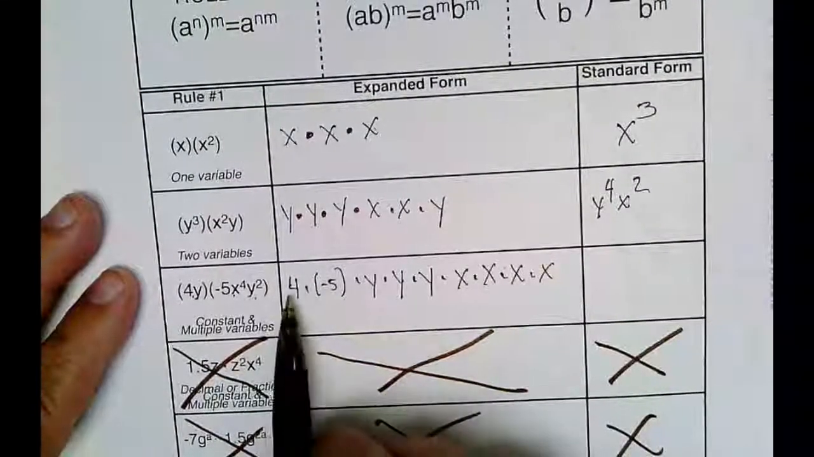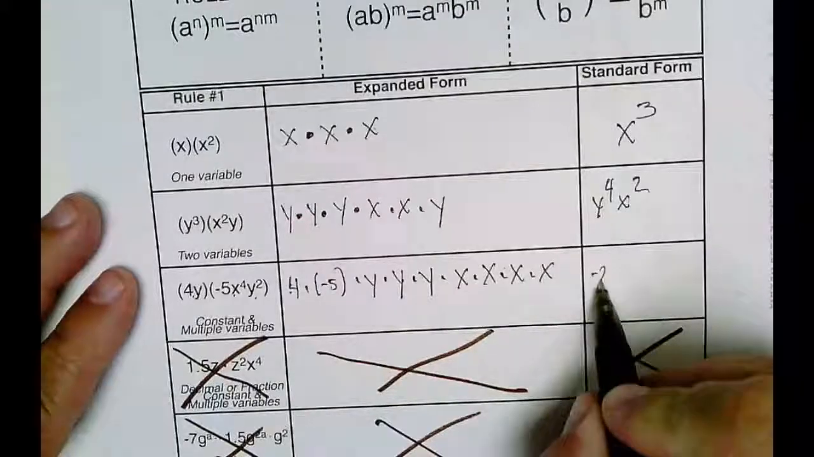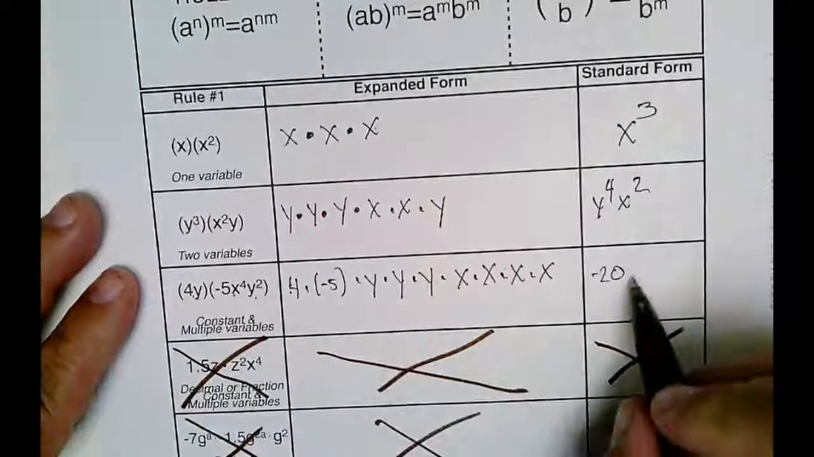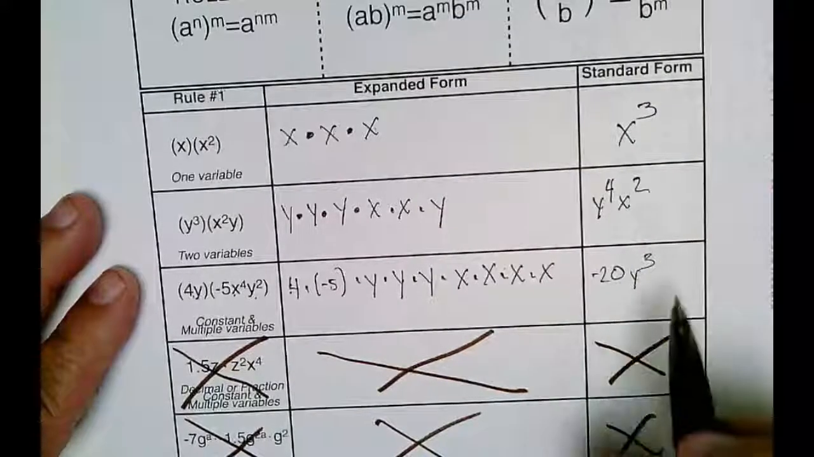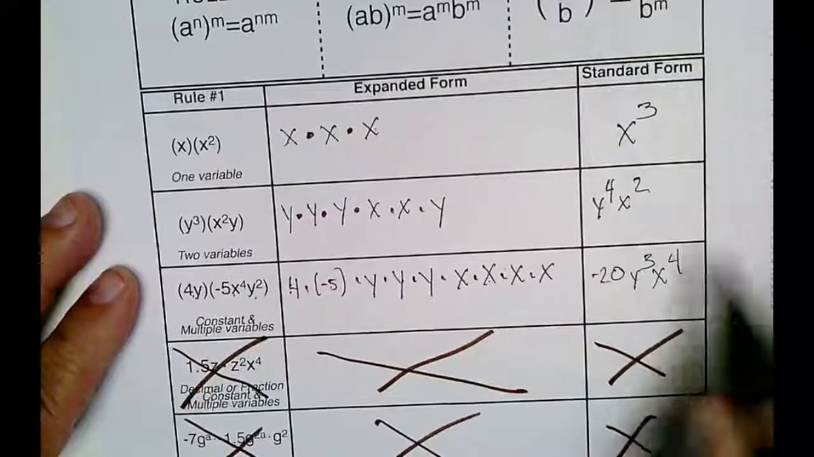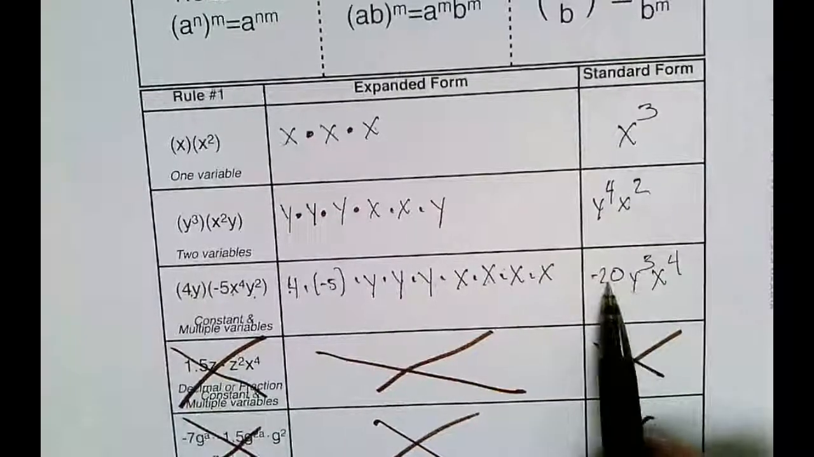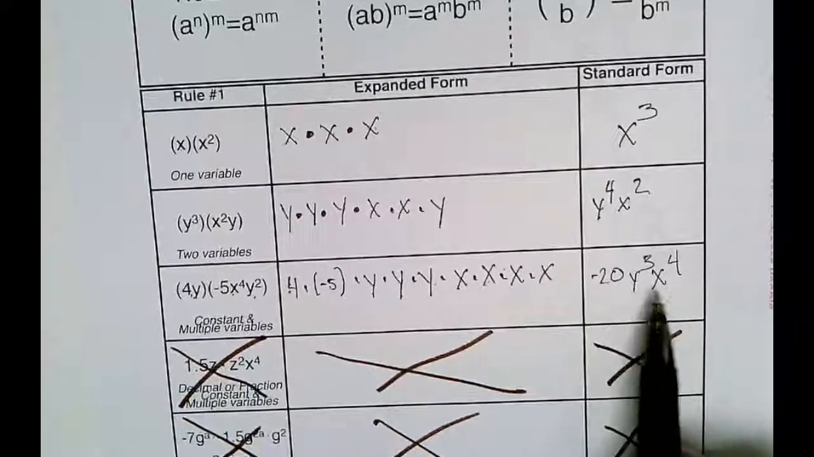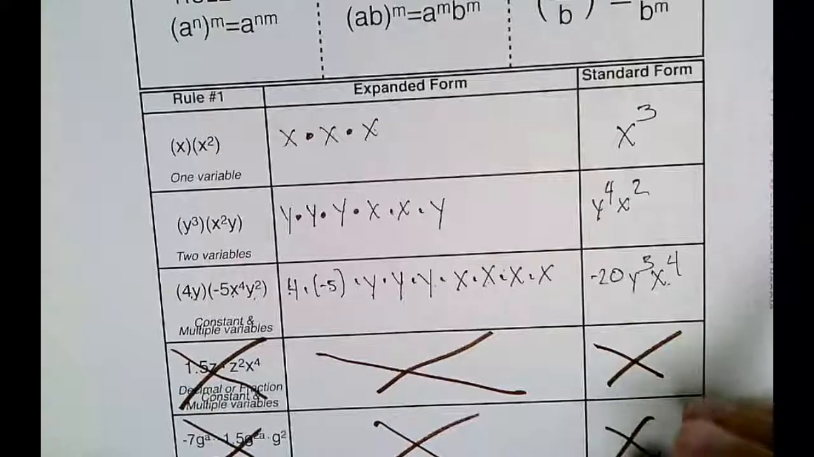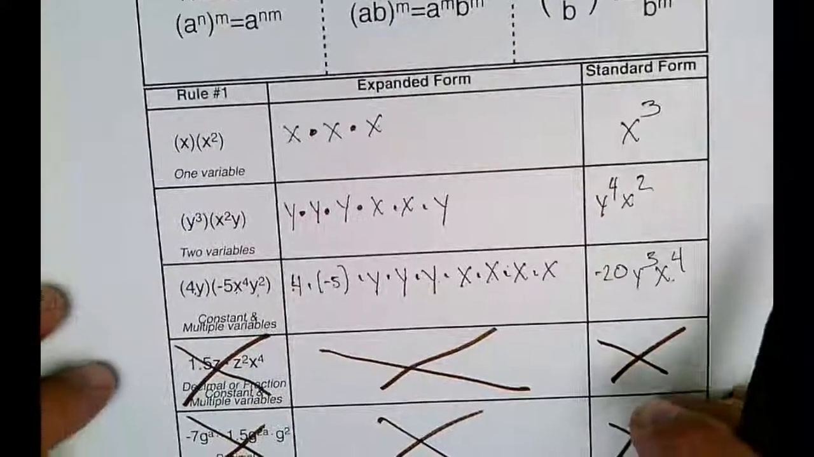Okay, so 4 times -5 is -20. How many y's do we have? 1, 2, 3. Y to the 3rd. How many x's do we have? 1, 2, 3, 4. X to the 4th. And again, the coefficient has to go first, but you really can put these two numbers in either order. Okay? So if we look at the bottom, we're going to skip the next two, and we're going to go right to the bottom.